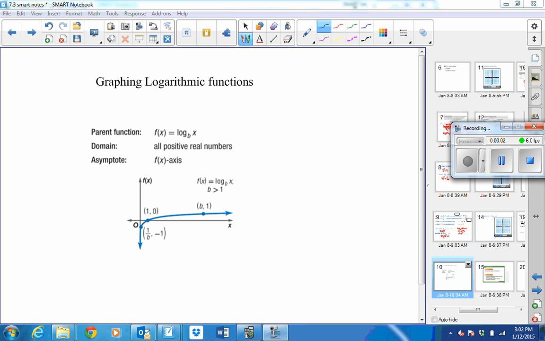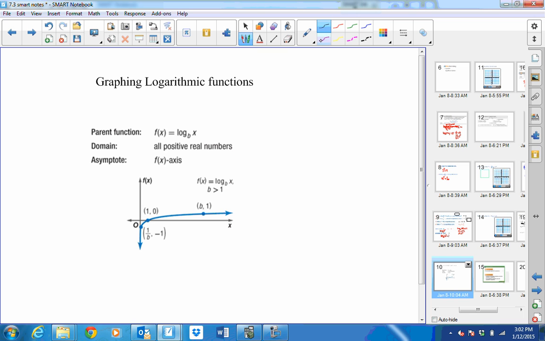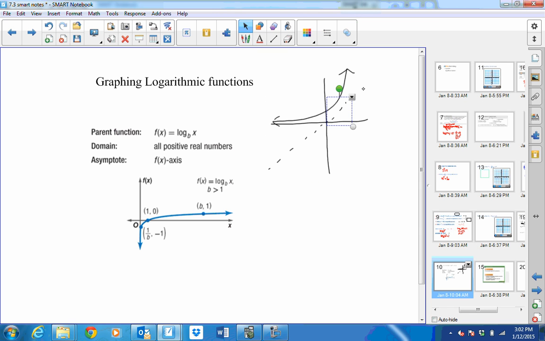We're going to talk about graphing logarithmic functions, and what you need to remember is that a logarithmic function is an inverse of an exponential function. And so if we compare the graphs of these two functions, an exponential function, if it looks like this, a logarithmic function is going to be reflected over the line y equals x. And it will end up looking something like this if it's reflected.